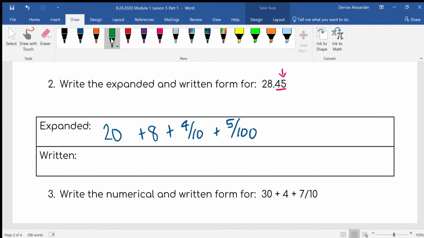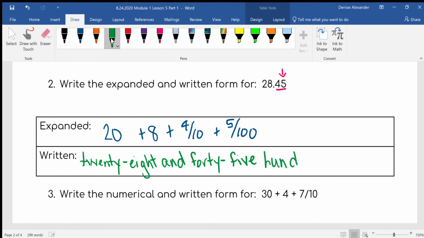Here we go, written. We're going to do 20. Look, I'm putting my hyphen. 8. Remember the decimal is and. Now I'm going to do 45 with my hyphen, and it lands in the hundredths place, so it's 45 hundredths. Now remember, when we're writing it out and when we're saying it, we don't say 4/10 plus 5/100. We literally say 45 hundredths, and that's how we write it. So let's go to another problem.